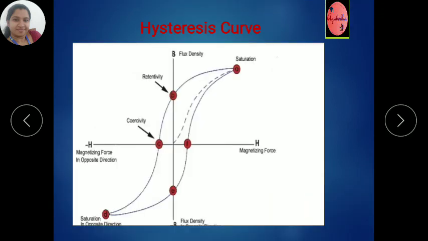The hysteresis curve is given here. Along the x-axis we take the magnetic field H. Along the y-axis we take induced magnetic field B. So here we can see that, this is the saturation point. From when the saturation point is reached, then this magnetic field gets reduced. Then in the negative direction also a saturation point is there. When saturation point is reached, this magnetic field gets reduced.